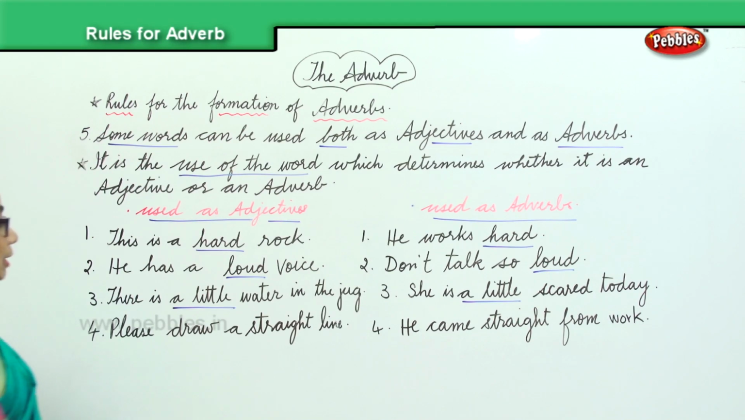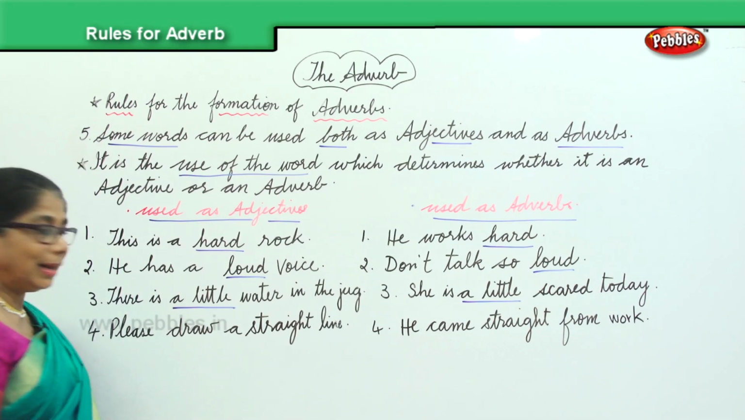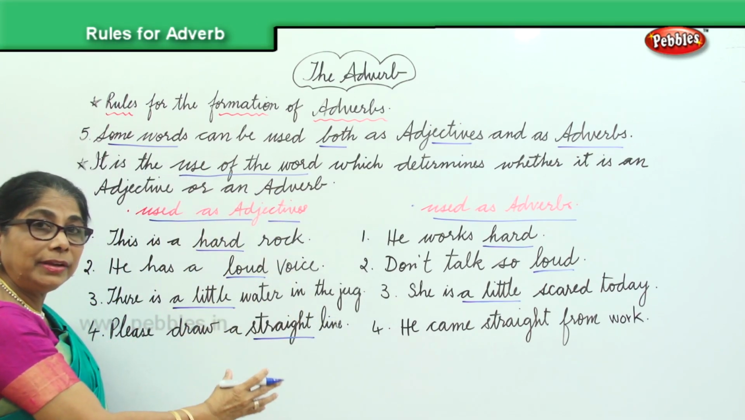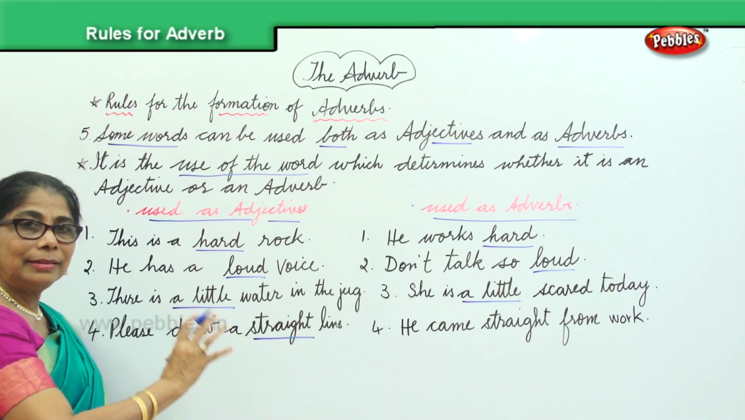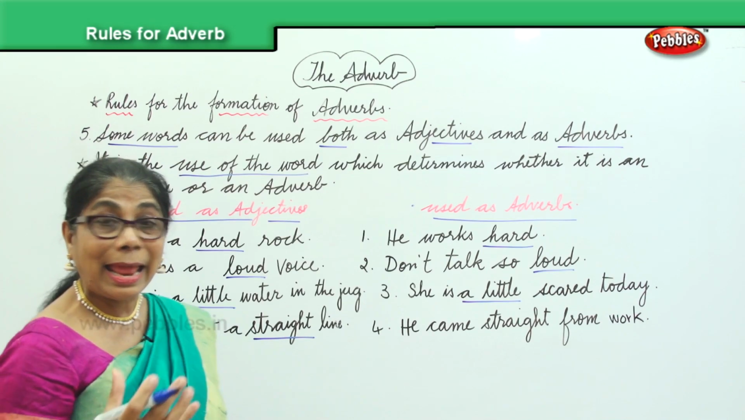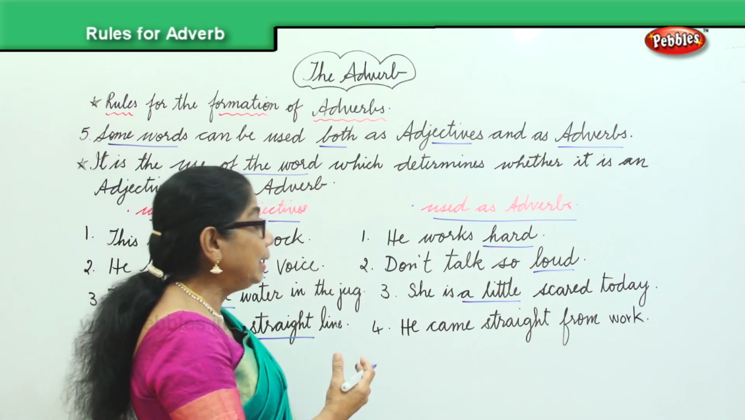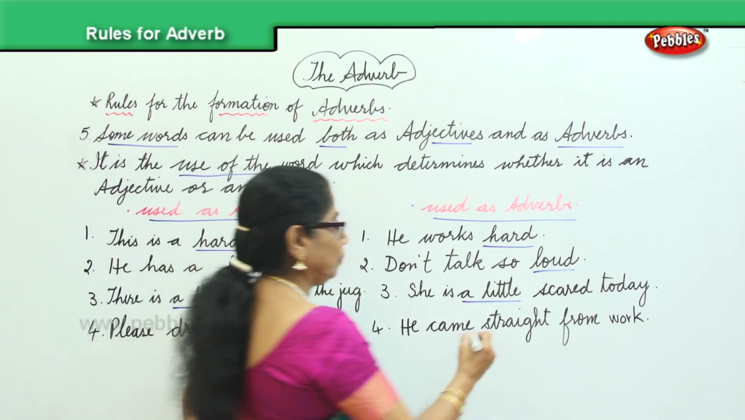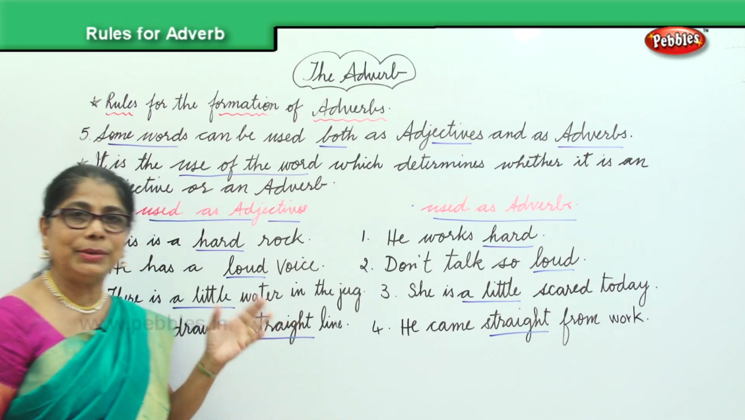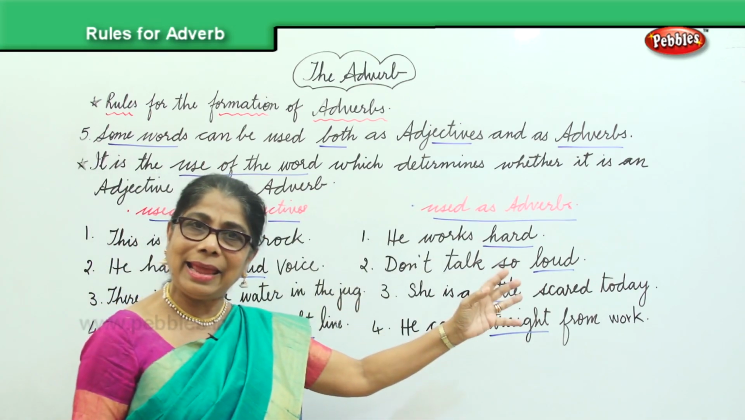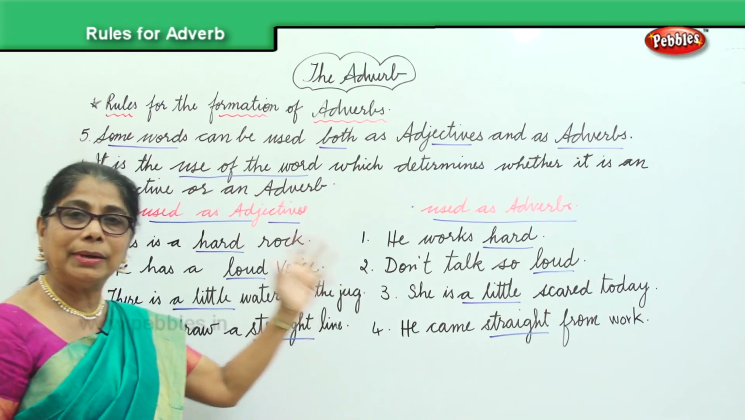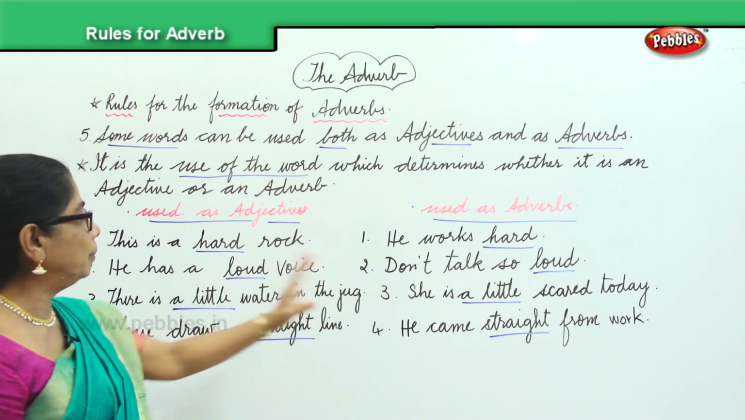Now in the last sentence, please draw a line. What line? Straight line. The word straight is an adjective here. The same word straight is used as an adverb. He came straight from work. So some words are used as adjectives and adverbs, but it's the use of the word which determines whether it's an adjective or an adverb.